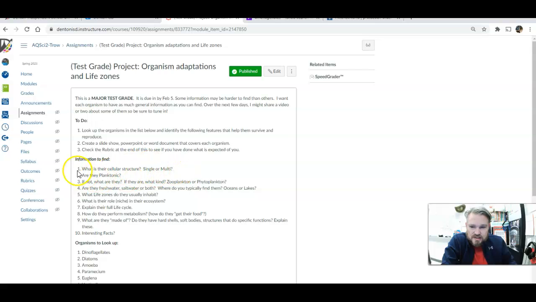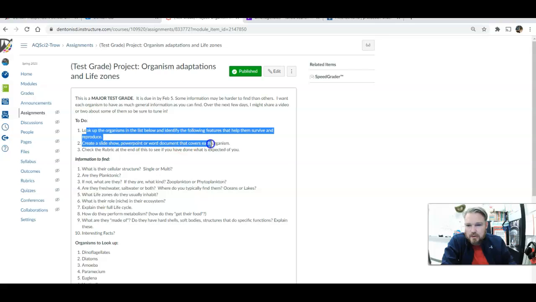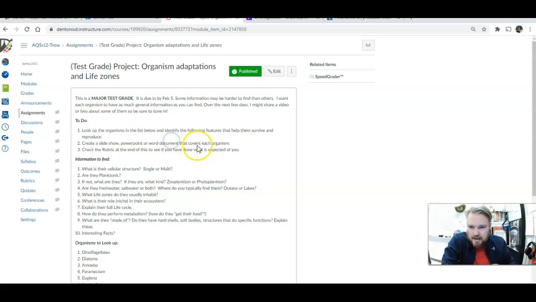Single cell, multi-cell, these are the answers that you would see. So, let me back up. It says look up the organisms listed and how they survive and reproduce. Create a slideshow, PowerPoint, or Word document that covers each organism. I'm going to let you decide on that. It's basically a presentation of your information to me. If you want to do it in a slideshow, great. If it's a PowerPoint, go for it. If it's a document, just do it in a document.